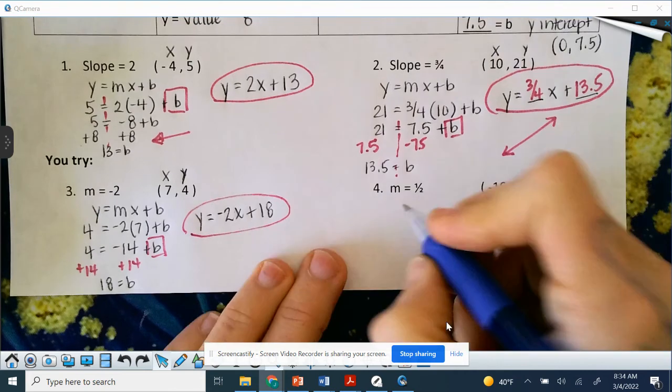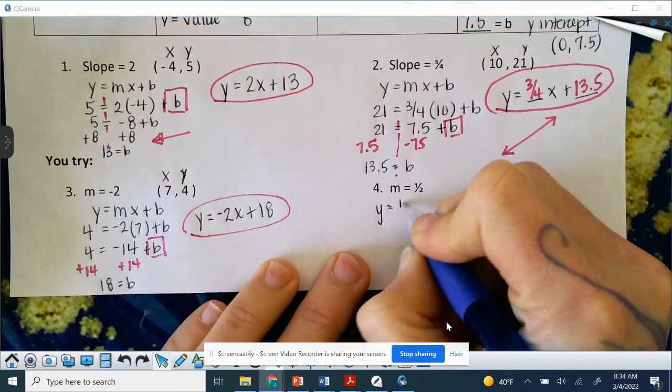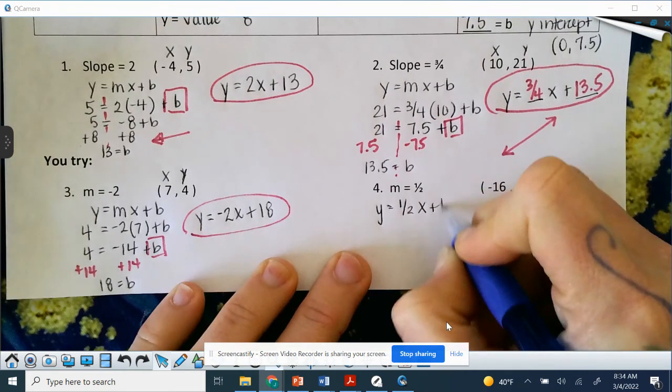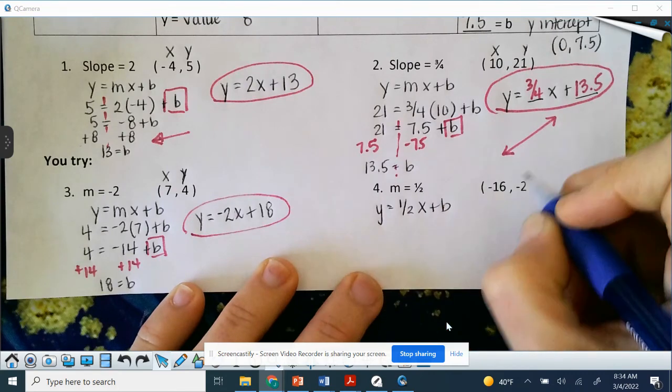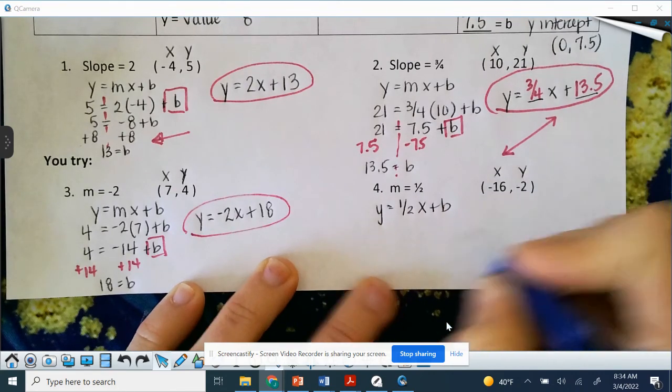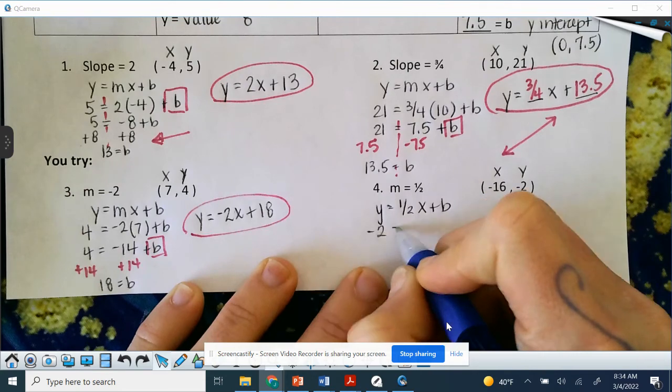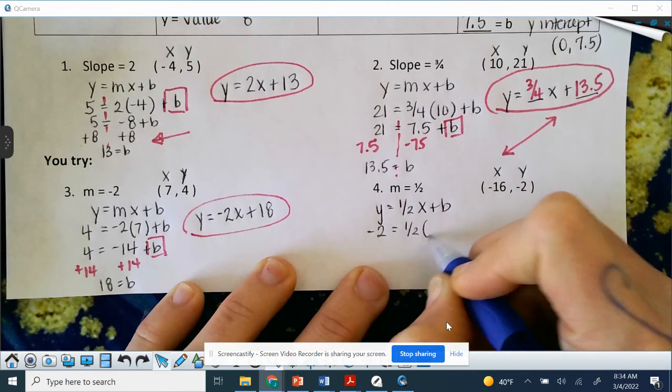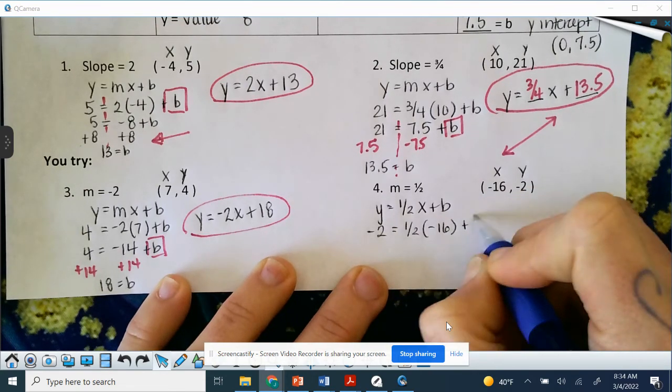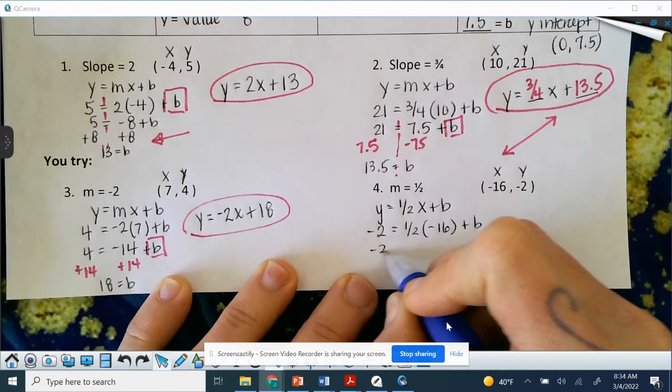So y equals 1/2 x plus b. Sorry, it was supposed to be mx plus b. Y is going to be our 2, x is our negative 16. So we're going to put negative 2 equals 1/2 negative 16 plus b. Half of negative 16 is going to be a negative 8.